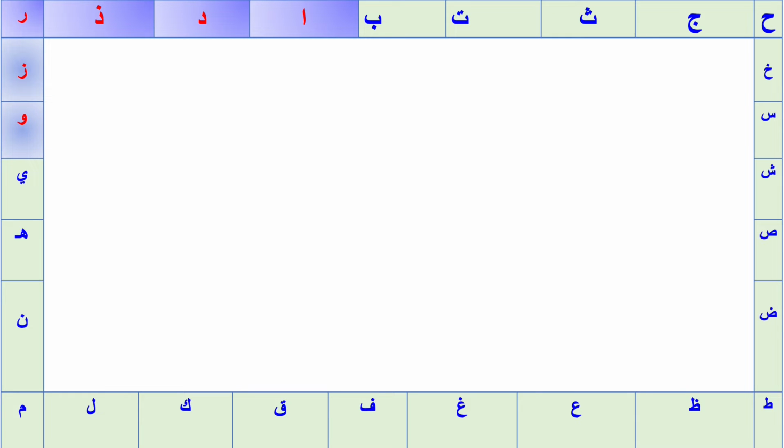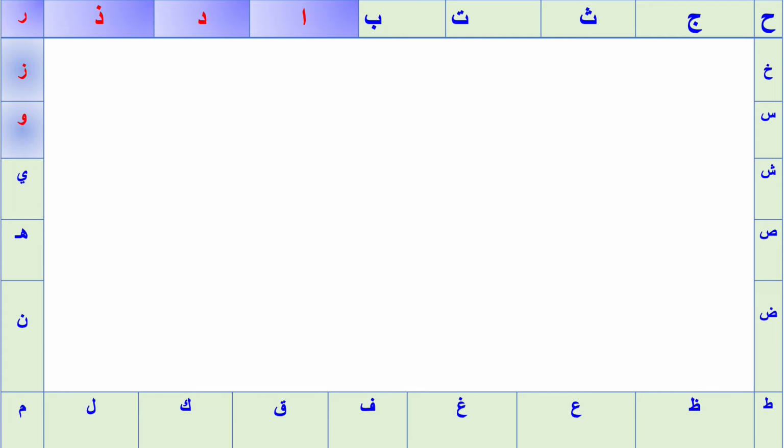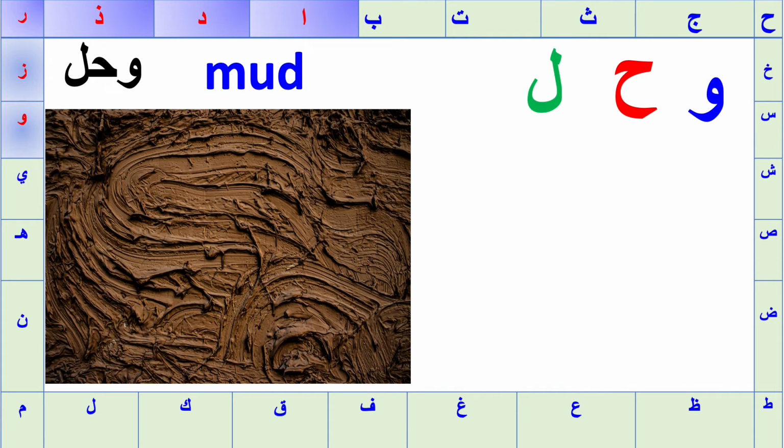Let's look at the shape of this letter in the medial position, where we can distinguish two shapes. These are the two shapes. Let's have examples that represent the use of these two shapes. The first example we have is the word wahal, which stands for mud in English. Component letters are waw, ha, lam. Wahal.